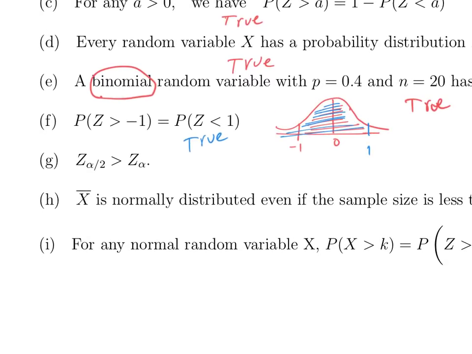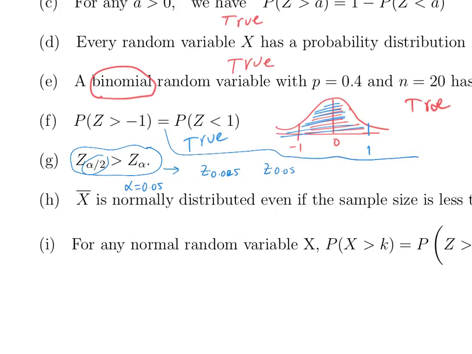Part G, this one looks a little tricky, but you actually have done this many times before. You just don't know. Let's say that alpha is 0.05. So if you divide alpha by 2, you end up with 0.025. And on the other side, you'll have 0.05. Now, you already know what these values are. This is 1.96. This is 1.64. So clearly this is greater. So therefore, this is also true.